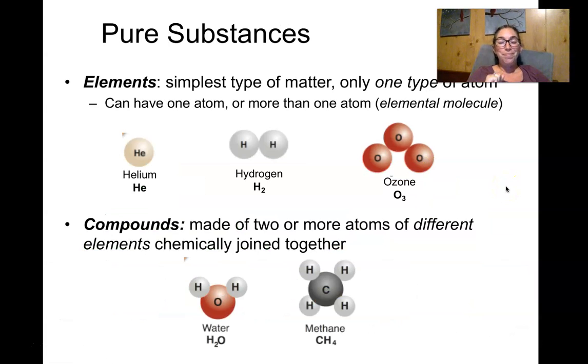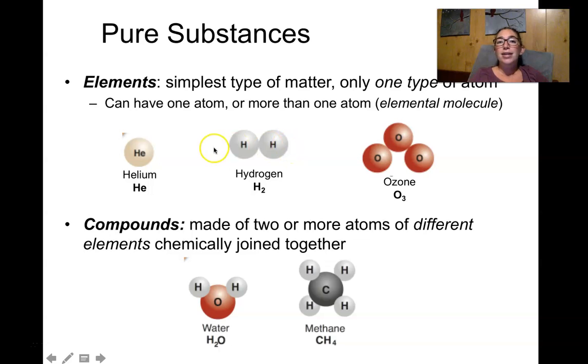So let's start with pure substances, elements and compounds. Elements are the simplest type of matter. They're made up of only one type of atom. Oftentimes they're made up of only one atom, but the key is that it's only one type of atom. So helium, for example, that goes into balloons. Helium atoms don't like to pair up with other things, so they exist as individual little marbles of atoms.